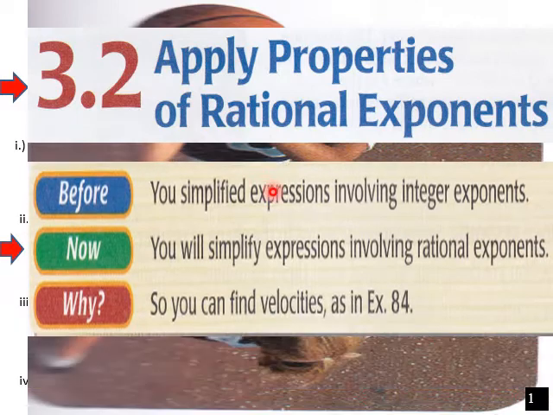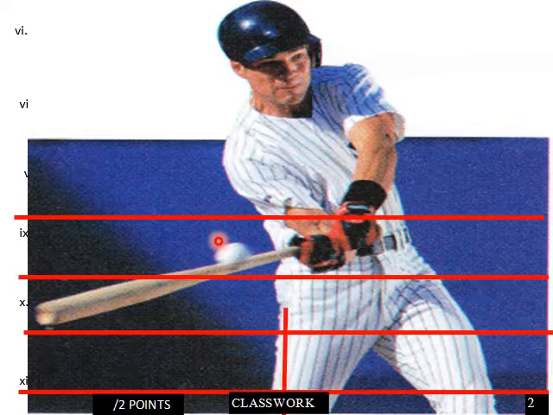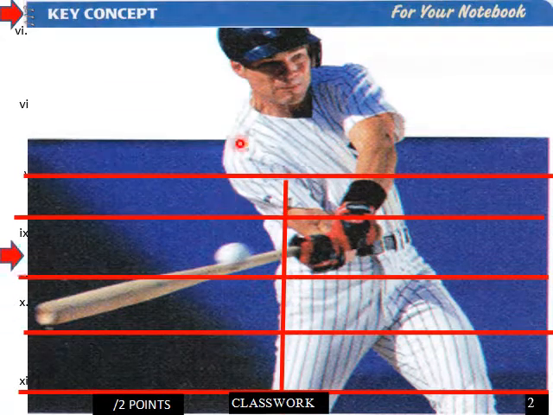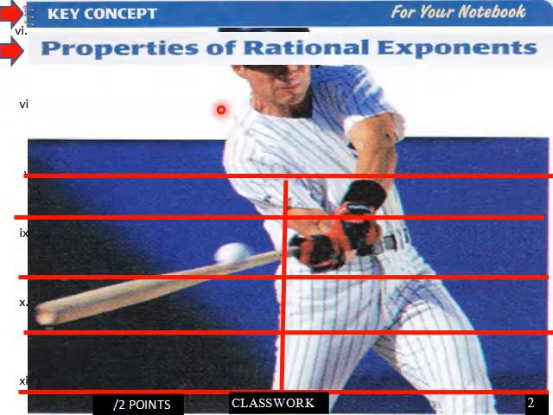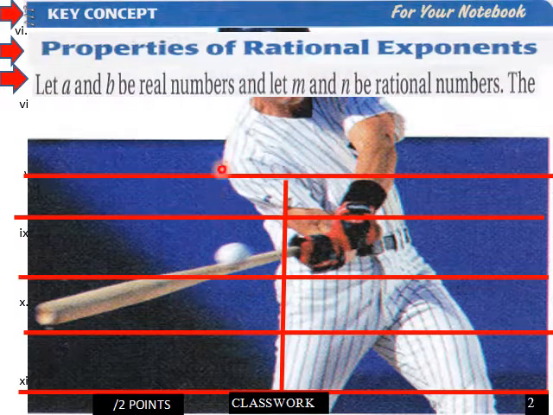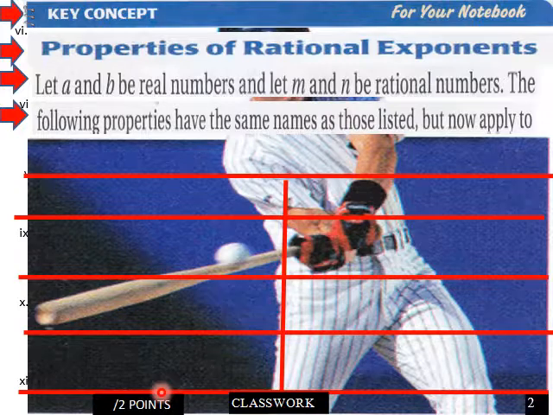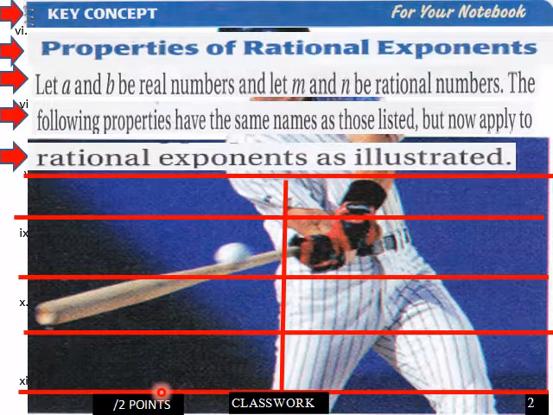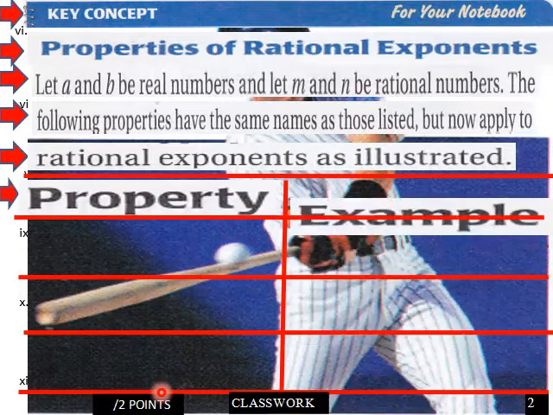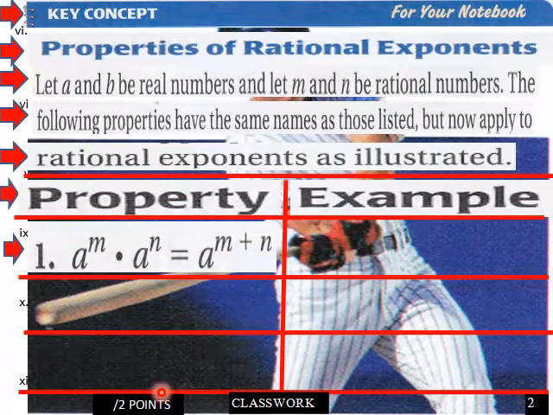Okay, so applying properties of rational exponents, you simplify expressions using integer exponents. You'll simplify expressions using rational exponents. So, key concept here, properties of rational exponents. Let a and b be real numbers, and let m and n be rational numbers. The following properties have the same names as those listed, but now apply to rational exponents as illustrated.